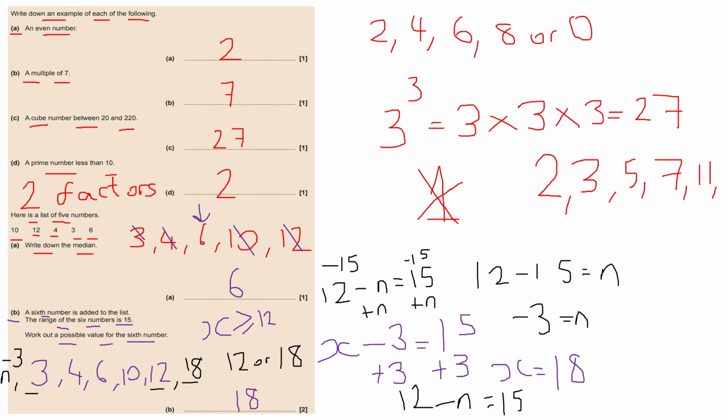Don't get confused with the actual answer, because we're not looking for the actual answer. It's saying what number could be the sixth number. So it could either be 12 based on these numbers, or it could be 18. But most of you would have obviously gone for 18 because that is the most logical pattern based on this problem. But yeah, the range is the largest number subtract the smallest number, or biggest take away smallest. That is to work out the range of a list of numbers.